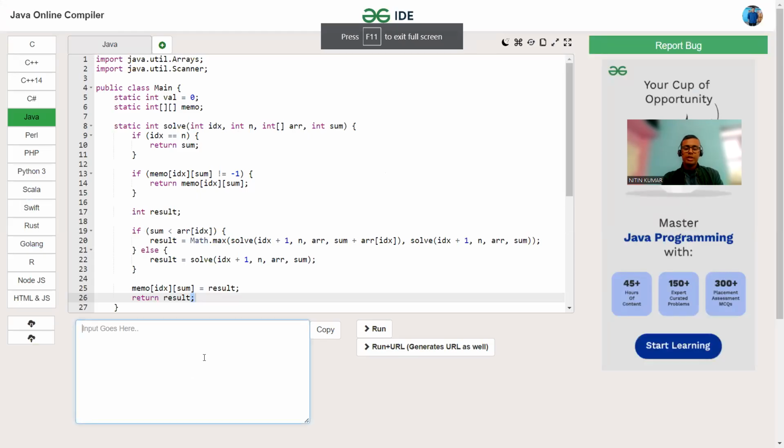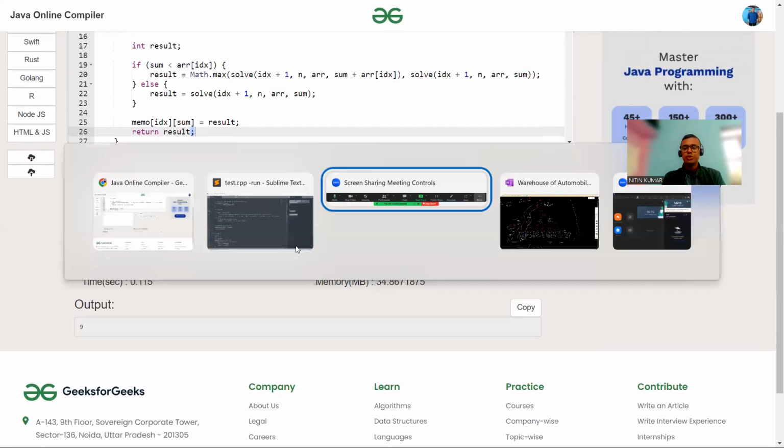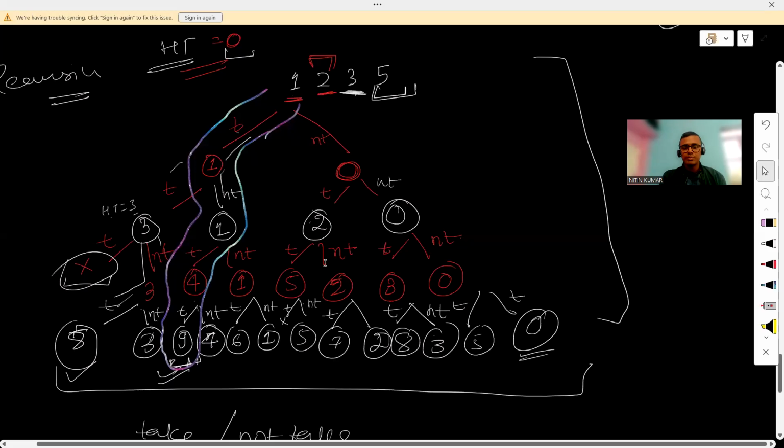And now let me take the same value as input. So 4, let's say 3, 1, 2, and 5. Let me run this. So the correct output is coming. I hope you understood both the codes that I wanted to explain here.